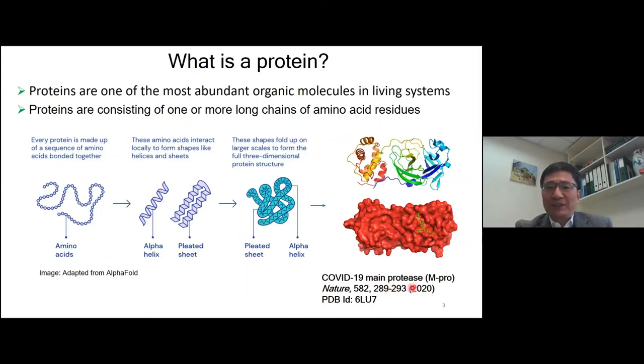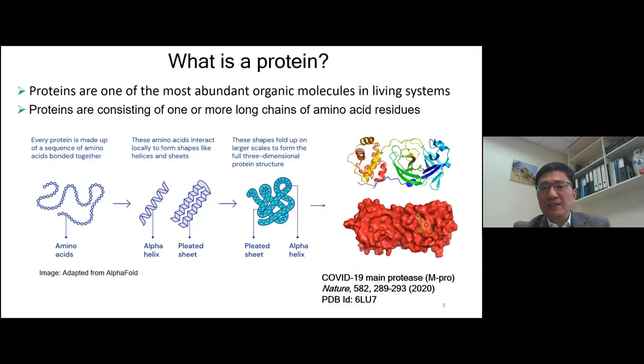This is one example, the COVID-19 main protease. You probably heard about it in the news. It is an important drug target for the treatment of COVID-19. If I use this typical presentation of the protein structure, you will see the helix, the beta sheet, the random coil, and so on. Then I use a different representation to show the overall protein. At the top we didn't show the hydrogens, and at the bottom we show everything.